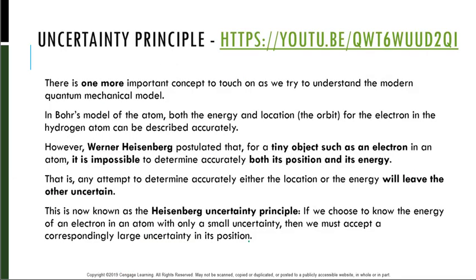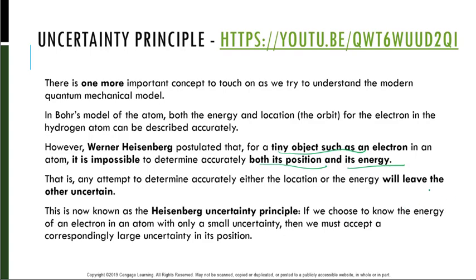So there's one more important concept to touch on as we try to understand the modern quantum mechanical model. In Bohr's model of the atom, both the energy and location of the orbit for the electron in the hydrogen atom can be described accurately. However, Heisenberg postulated that for a tiny object such as an electron in an atom, it is impossible to determine accurately both its position and its energy. So any attempt to determine accurately either the location or the energy will leave the other uncertain. This is now known as the Heisenberg uncertainty principle.